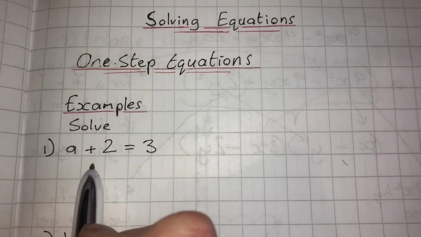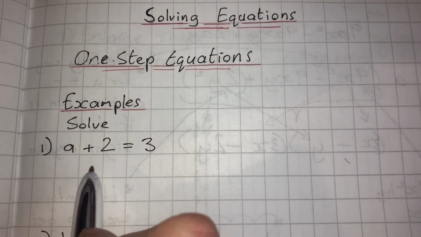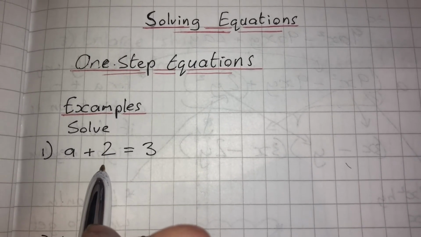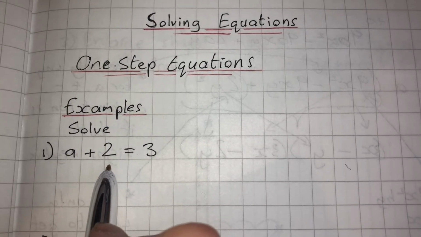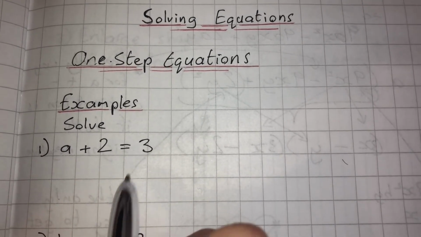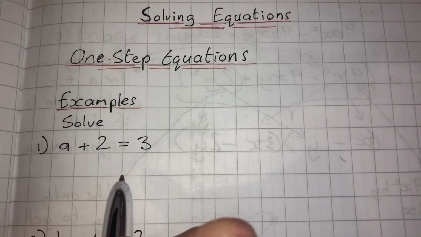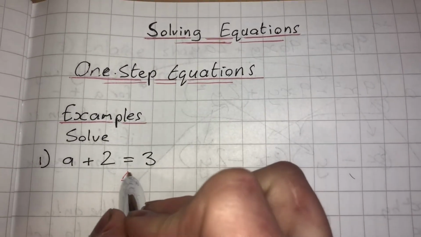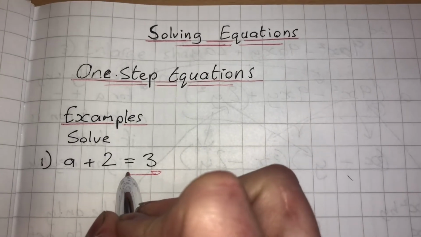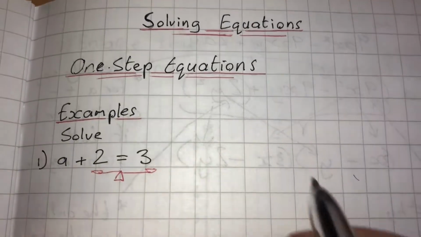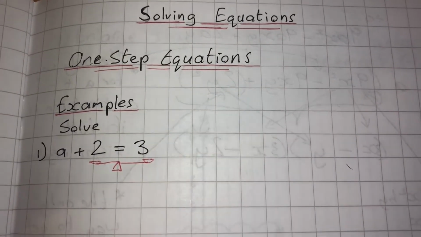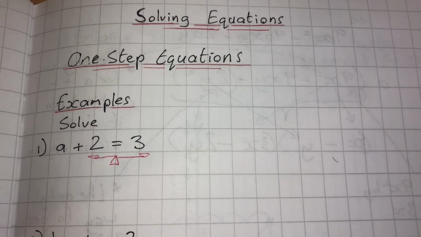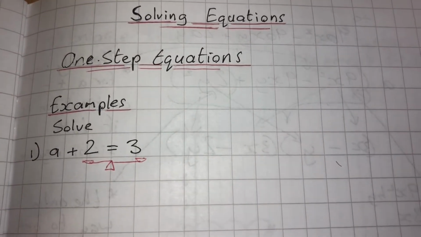When we are trying to find an unknown value in an equation, I have a plus 2 on the left hand side of the equation and 3 on its own on the right hand side, and I treat the equals as the middle of the equation. I treat the equals like a set of scales. If we imagine a set of scales, and scales are balanced, we want to keep them balanced. If I take something off one side, the scales will become unbalanced. So what I do is I have to do the same on both sides.